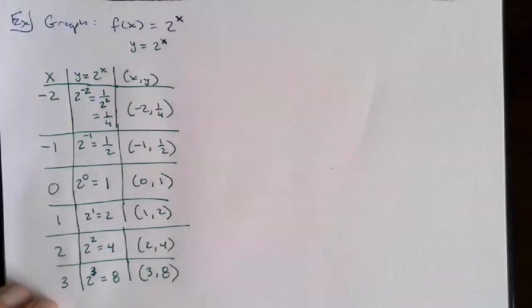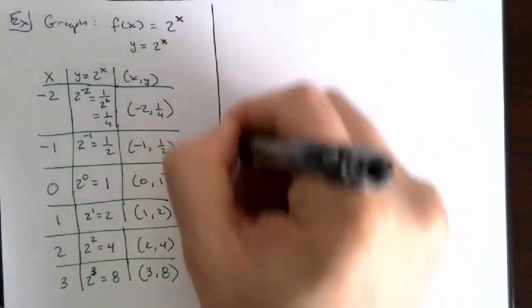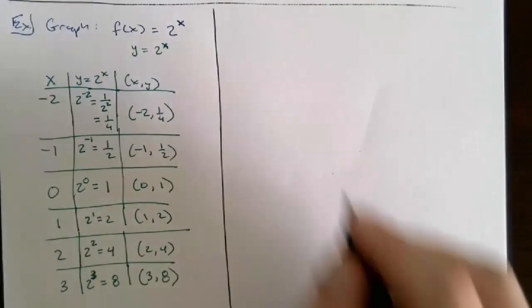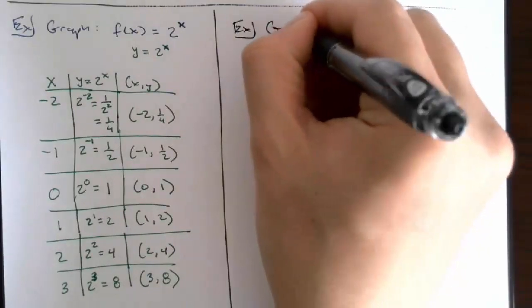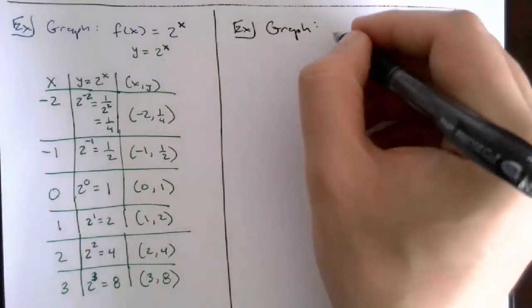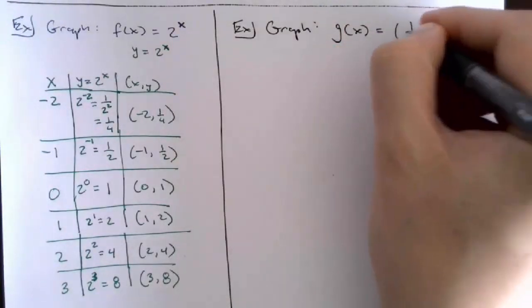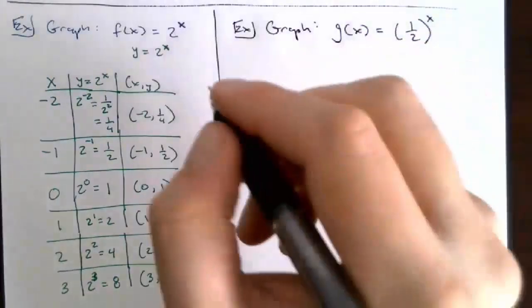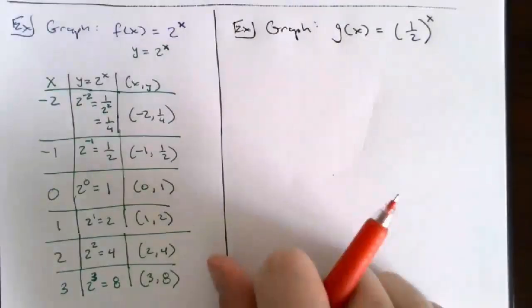Let's take a look at another one. If I said to graph, maybe I'll do it right here next to it, for this example, g of x equals (1/2) to the x power. This is a little different than the previous one because I have a fraction for my base. It still meets the requirements for an exponential function because the base is greater than 0.